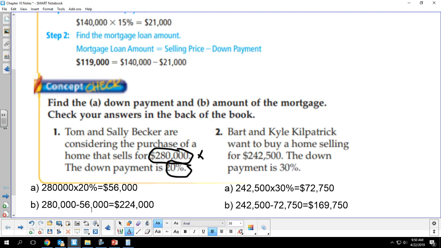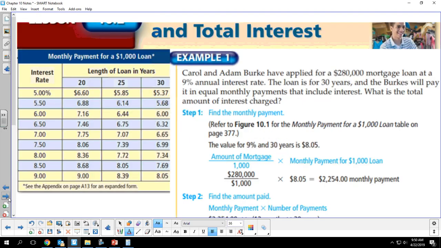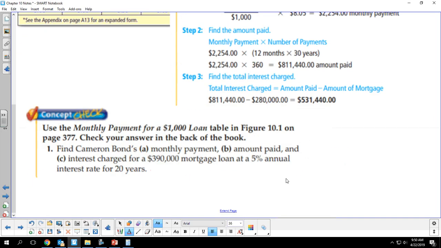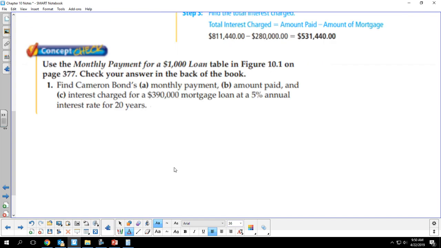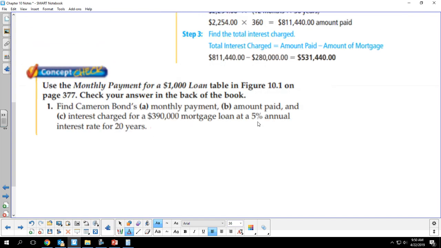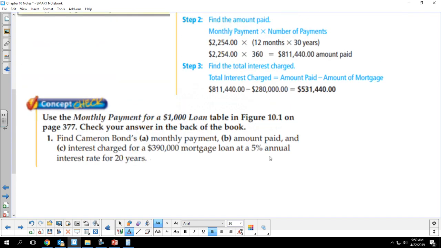All right, let's do a couple of practice problems along those same lines. We'll go over here. Okay. So our friend Cameron, we're going to find his monthly payment, amount paid, and the annual interest charged for a $390,000 mortgage, 5% annual interest rate for 20 years.